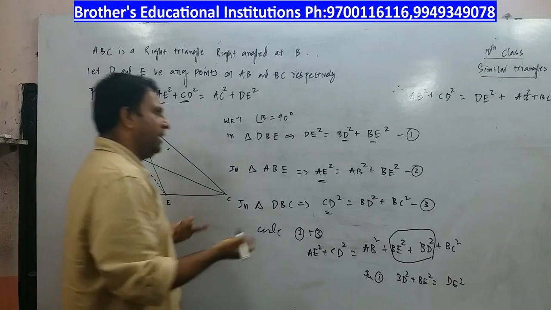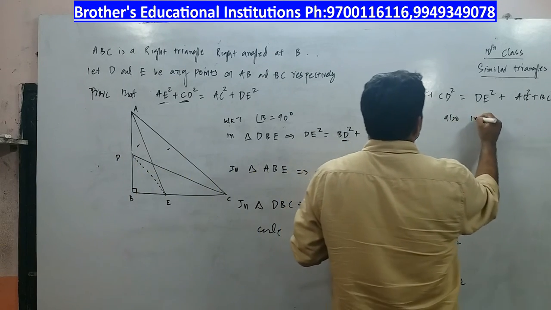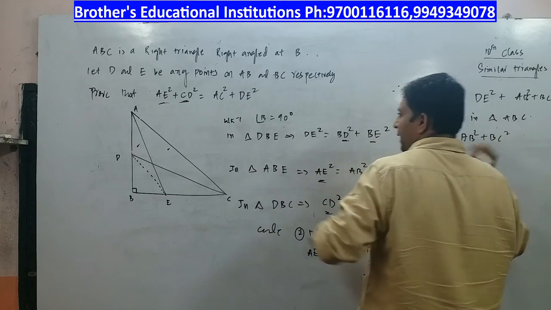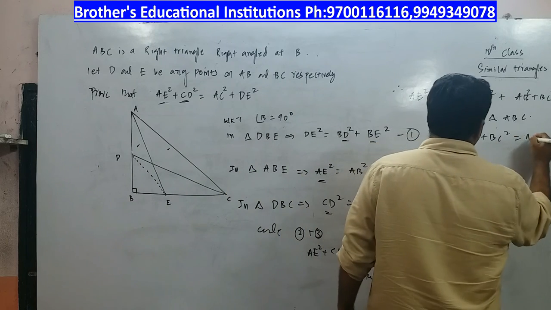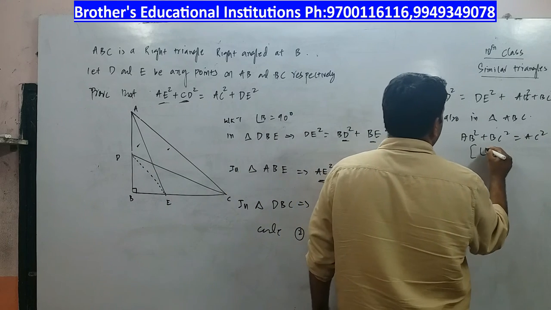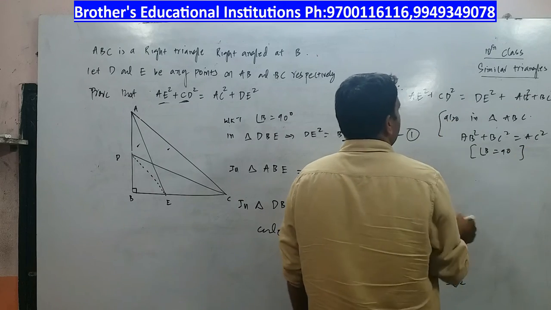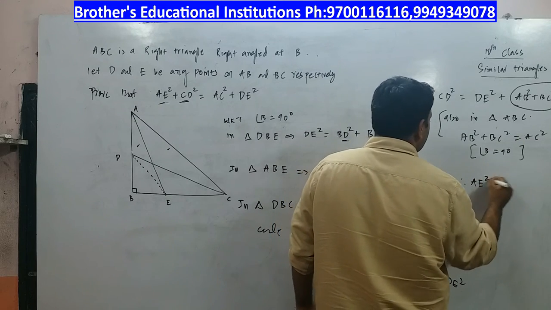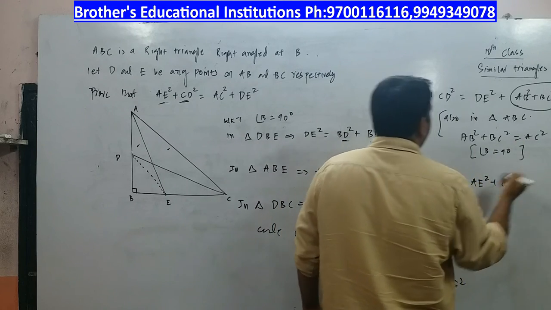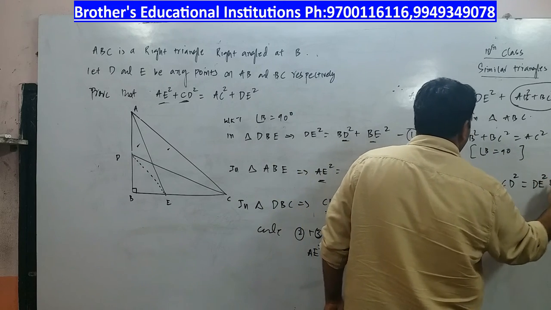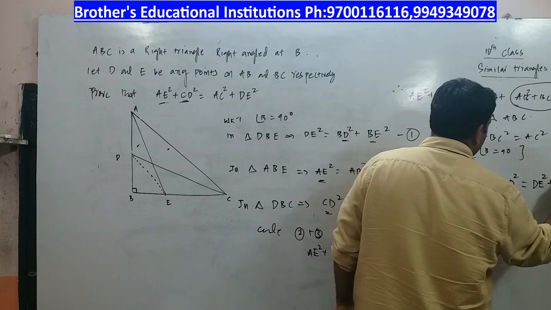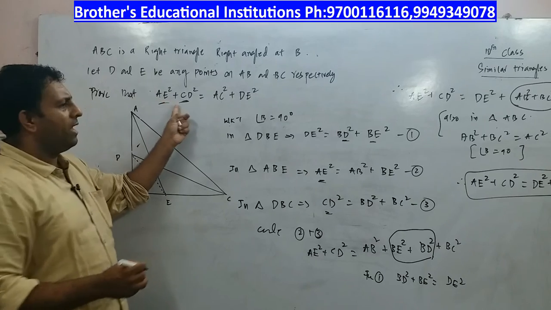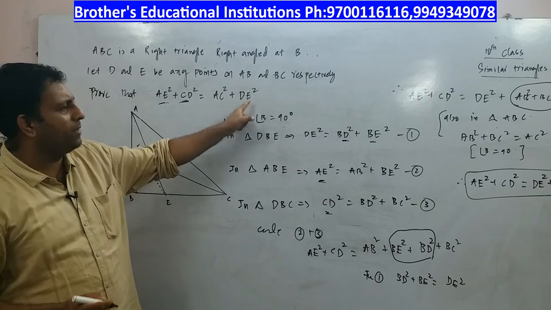Now in triangle ABC, already we know, AB square plus BC square is equal to AC square. Why? Reason is angle B is 90 degrees. Is it not? So in the next step, what is AB square plus BC square? I am going to replace as AC square. Therefore, AE square plus CD square is equal to DE square plus AC square. So have a look, is that what you are supposed to show? Let me read. AE square plus CD square is equal to AC square plus DE square.